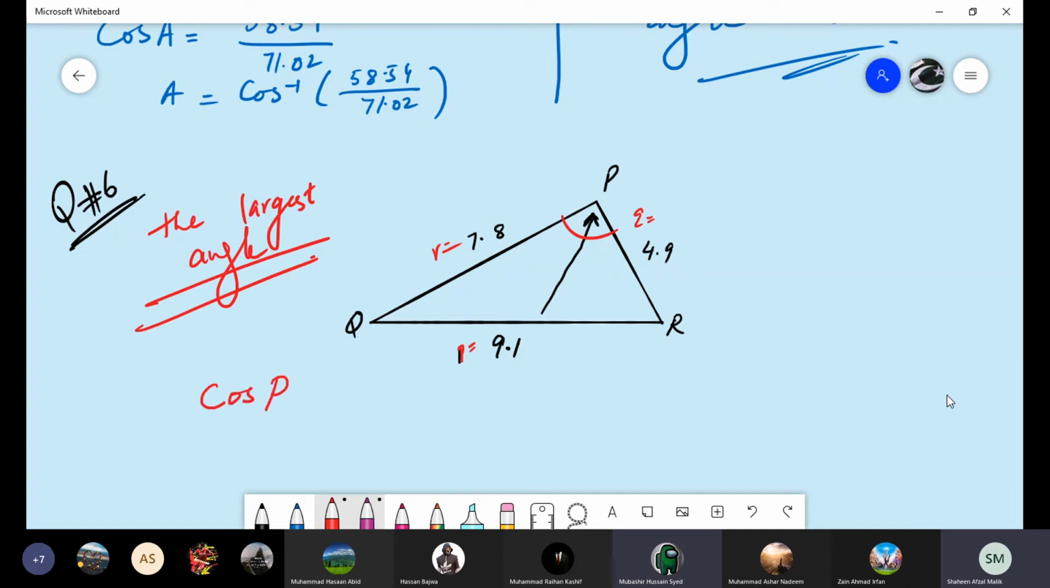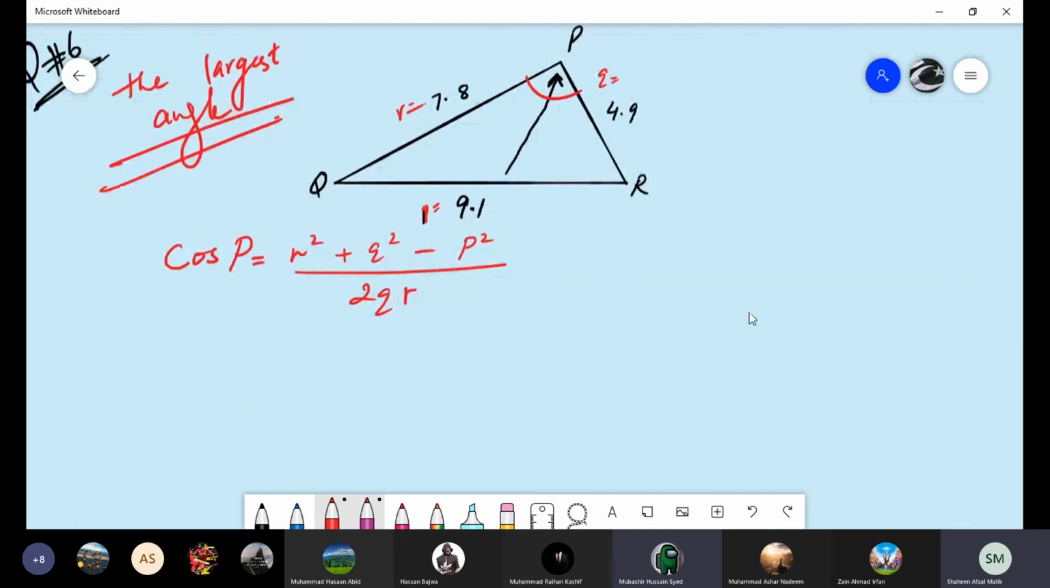So cos P equals to, formula: R square plus Q square minus P square, over 2QR or RQ, whatever you are writing. Okay, now substitute the values. Cos P equals to 4.9 power 2 plus 7.